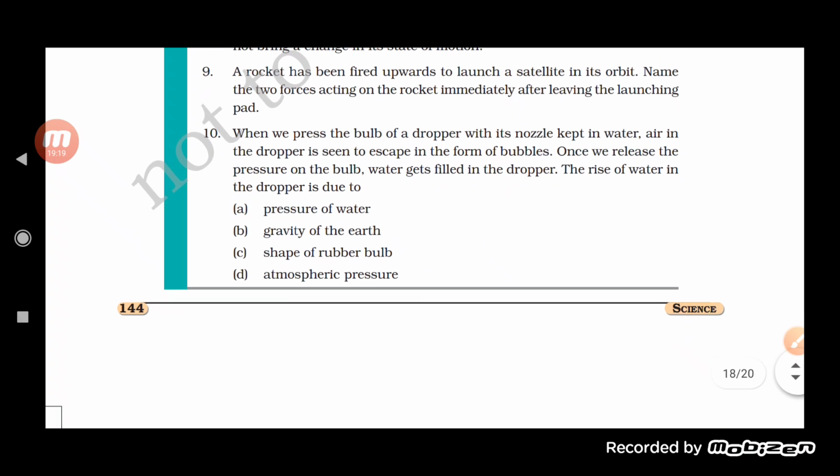When we press the bulb of a dropper with its nozzle kept in water, air in the dropper is seen to escape in the form of bubbles. Once we release the pressure on the bulb, water gets filled in the dropper. The rise of water in the dropper is because of the pressure of the water only. Since the pressure becomes less at the upper end, the water starts moving from the higher pressure to the lower pressure, and because of that the water moves in the upward direction. So this is about the pressure which is created by the water, students.